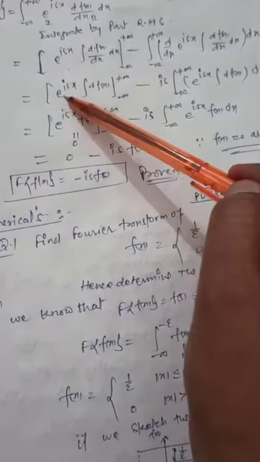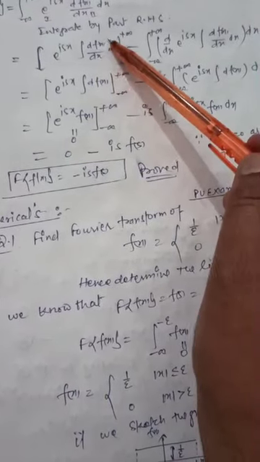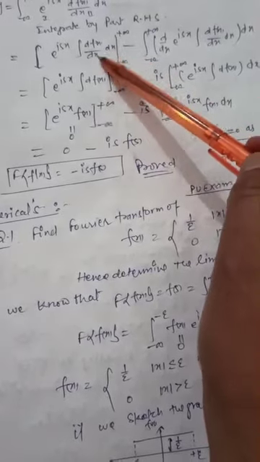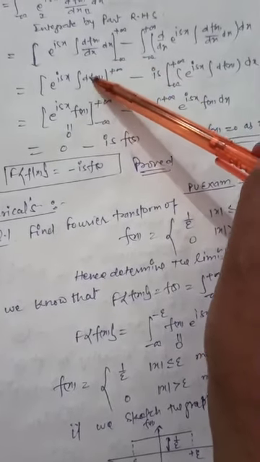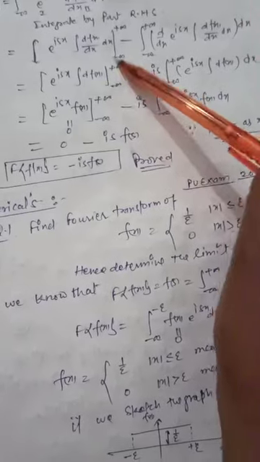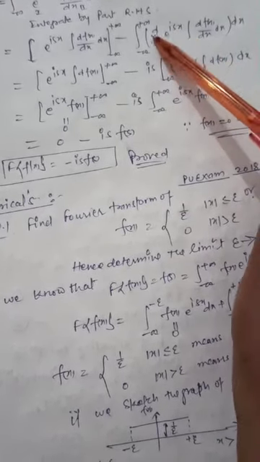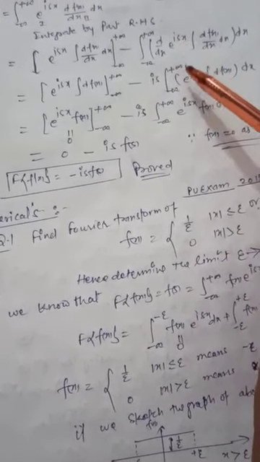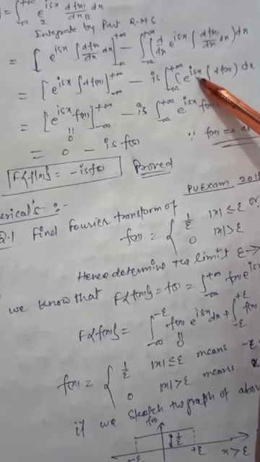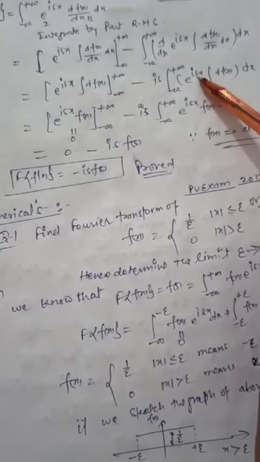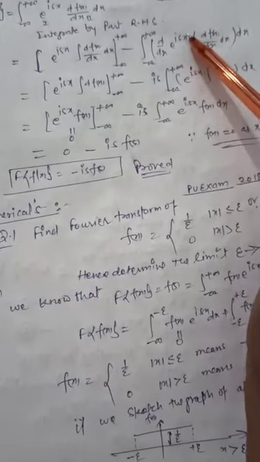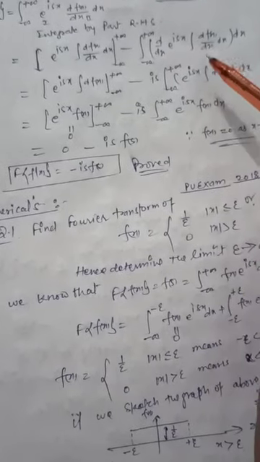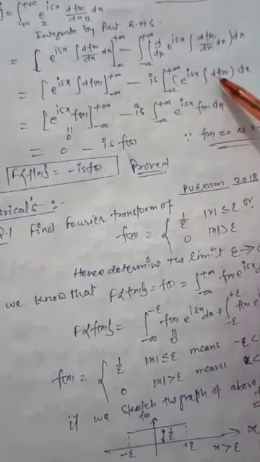Exponential iota sx. The integral of this portion: dx cancels, only df of x is here, with the same limits, minus iota s times exponential iota sx. If you differentiate this portion, exponential iota sx is here, the differentiation gives iota x. Okay, this portion's differentiation is iota x, iota s. Iota s goes out.